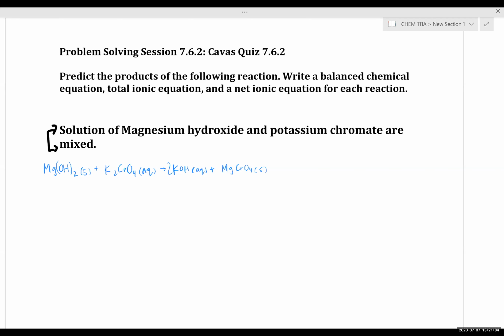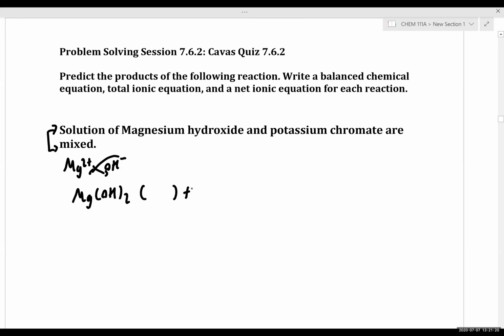So let's discuss this example now. I'm just going to clear annotations. So first and foremost, magnesium hydroxide. We have magnesium 2 plus, OH minus. We cross our charges. That gives us Mg(OH)2. Potassium chromate. We have K plus and CrO4 for chromate. We cross our charges, that gives us K2CrO4.